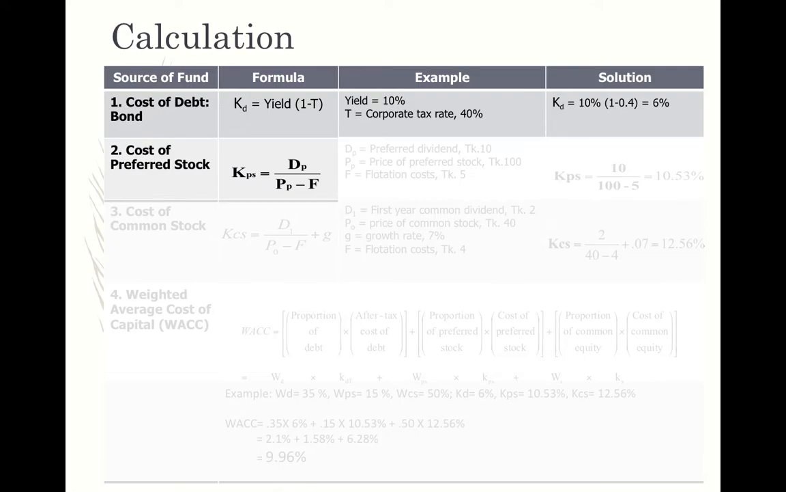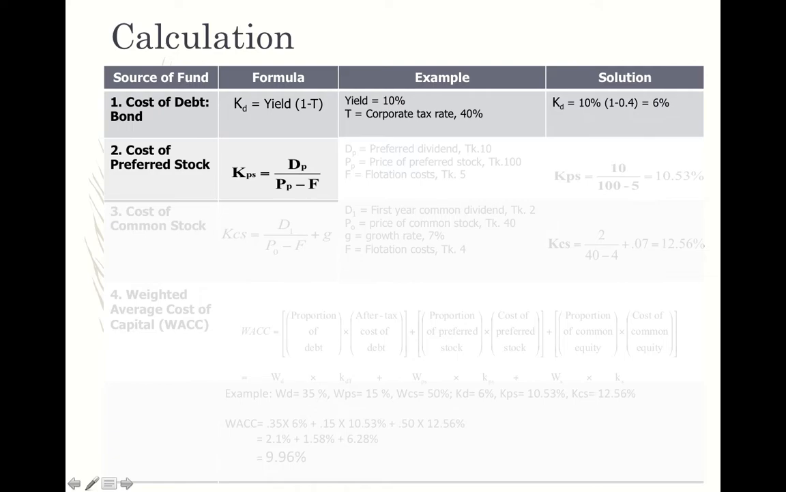Next, cost of preferred stock. I hope you remember we have said that it's payment divided by receipt. So if we issue preferred stock, the payment that we make is dividend per share. On the other hand, what we receive is the price of the preferred stock by selling that stock.